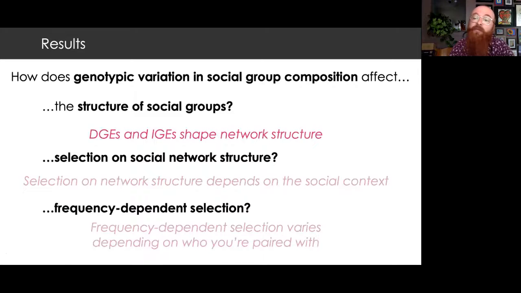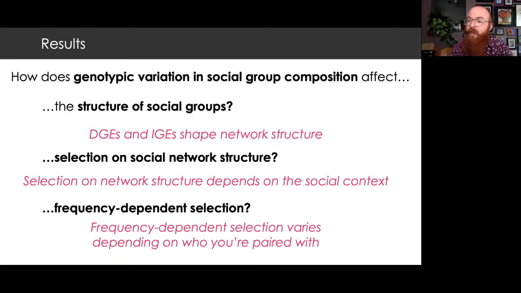So if we go back to the questions we set out to address and summarize our results, we find that direct genetic effects and indirect genetic effects shape the structure of social networks. Selection on network structure varies depending on the social context individuals find themselves in. And frequency-dependent selection depends not only on your own frequency in a group, but the genotype and potential phenotypes of individuals you're paired with.